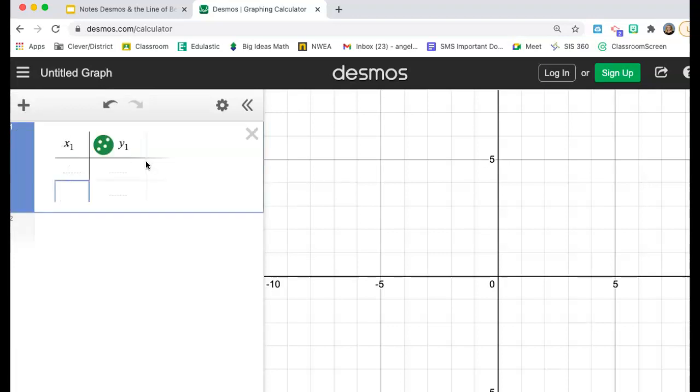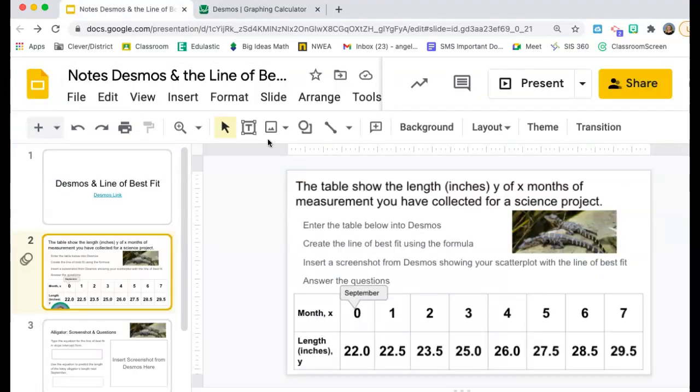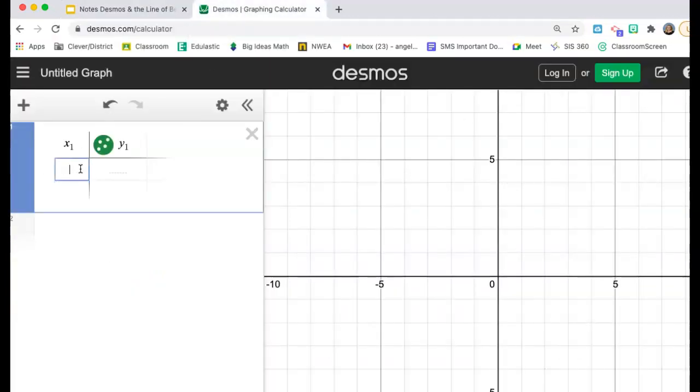Now I have X and Y. Well, that's exactly what I have in my table. I have X and Y. So we're going to take the information and move it over. So for instance, September was 0, was X, so 0 and 22. That's what we'll type in here. So our first X was 0, and the Y that goes with it is 22.0.